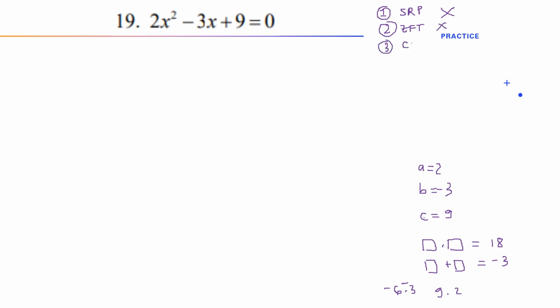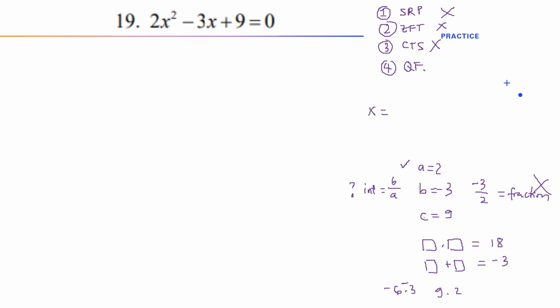Number 3, completing the square. A equals 2 is maybe okay, right? Maybe. And then we need B divided by A to be an integer. Negative 3 divided by 2. Nope, right? It's a fraction. So nope. So number 4, the last method we use is the quadratic formula.